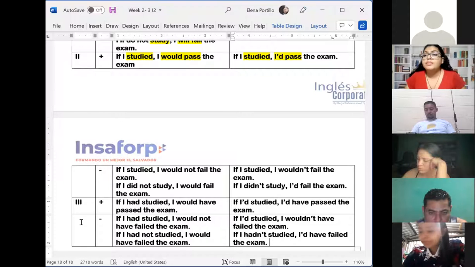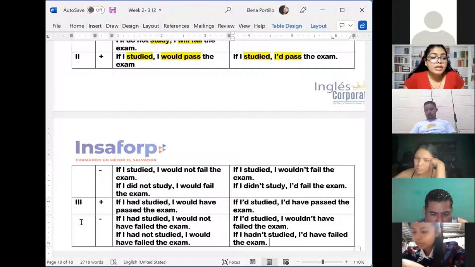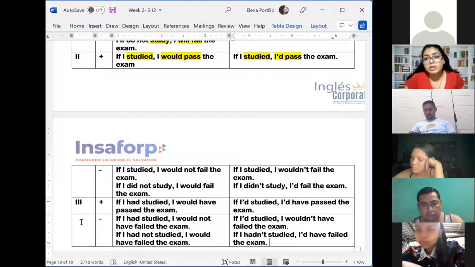In the number two, it's talking about something that in theory is possible to fulfill, but if I did not do anything to do it, I can't have the result I want. And in the third one, it's talking about something that is not possible to fulfill. In this case, it is because we are too late to do that action.